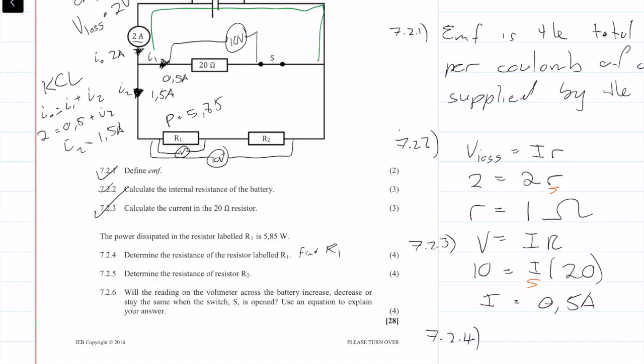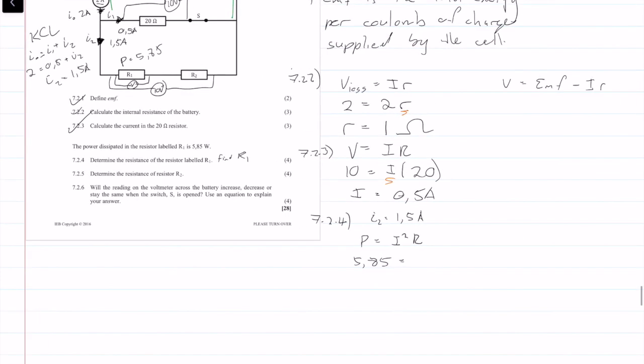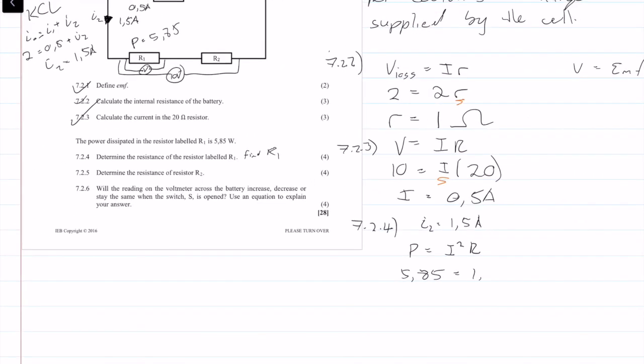Okay, so knowing that, we should have shown that here, but I already showed it up there, so I'm just going to say I2 equals 1.5 amps. So we can use the equation P equals I squared R. So we know the power that was given is equal to, when we just calculated the current, 1.5 squared R1. Okay, so the only unknown here is R1, so we can solve for R1, which is equal to 2.6 ohms. And we get 4 marks, which is fair enough.